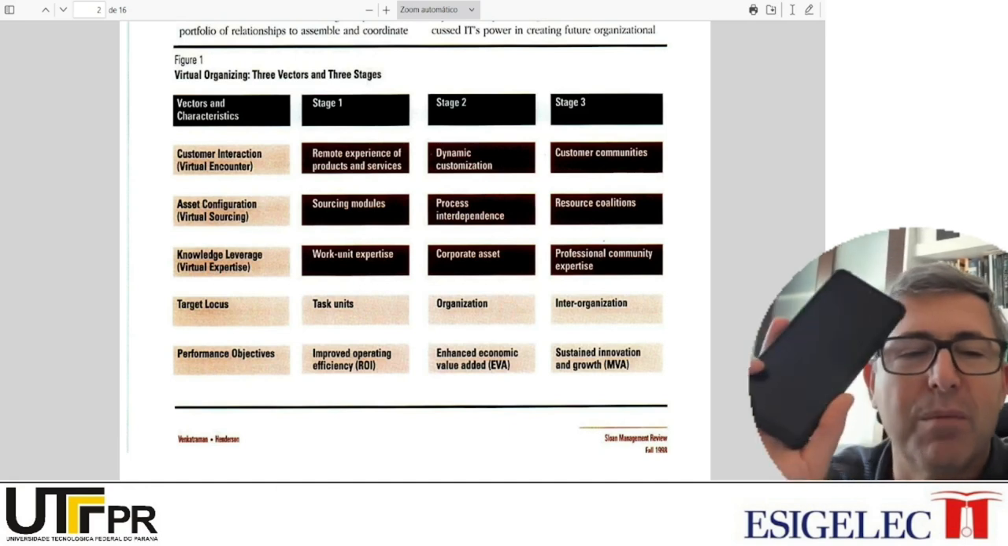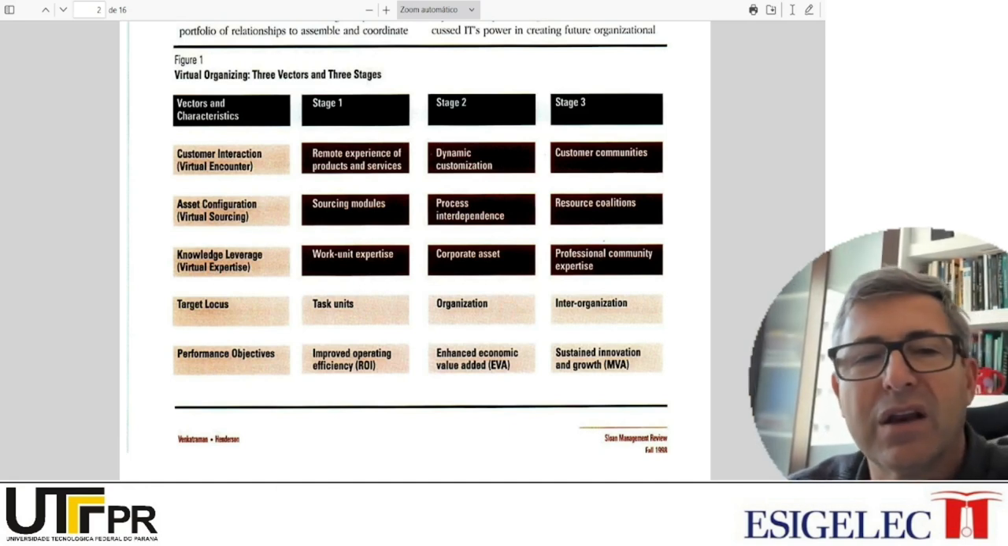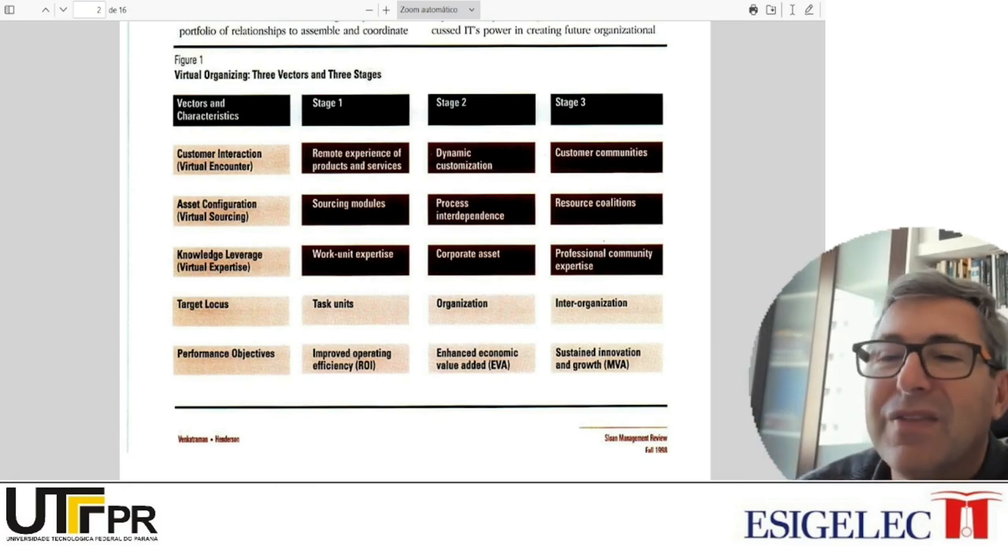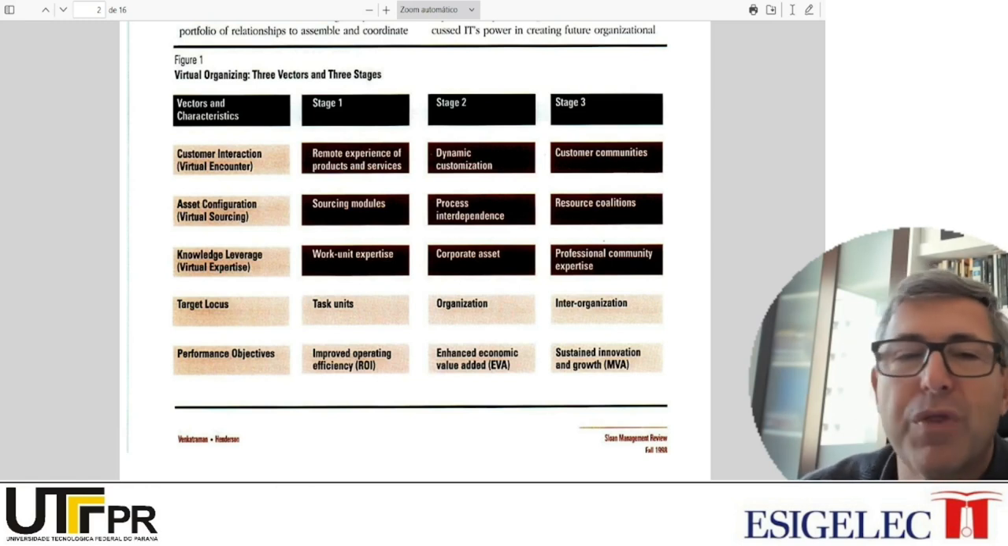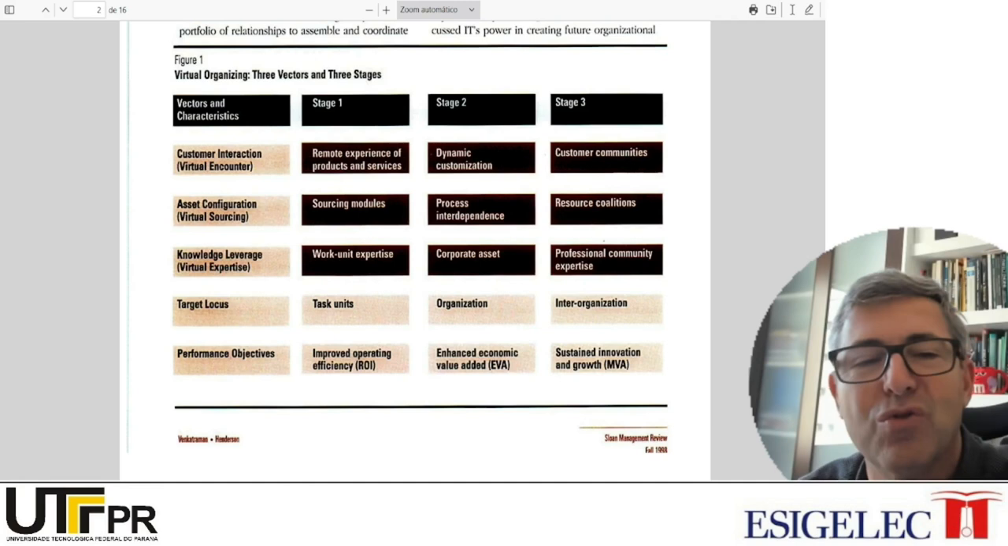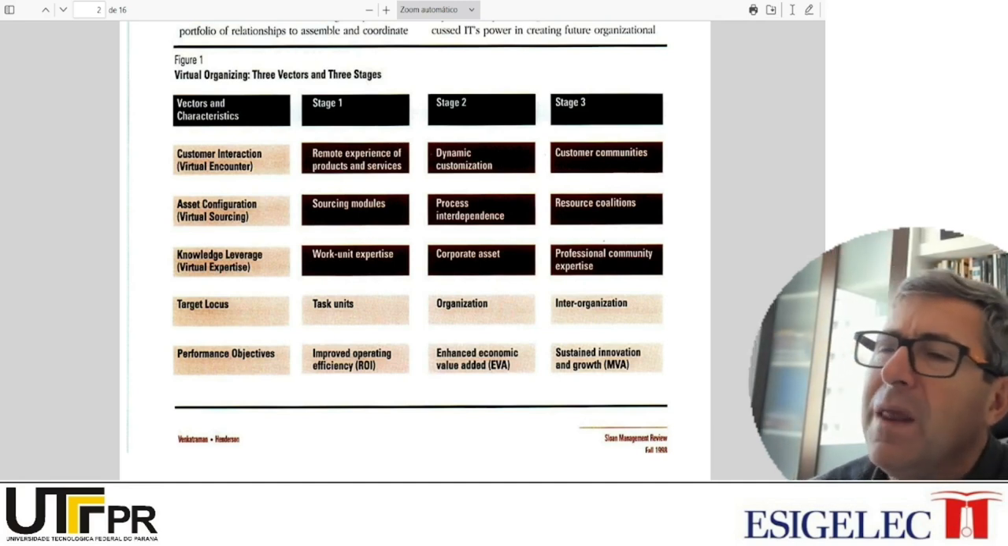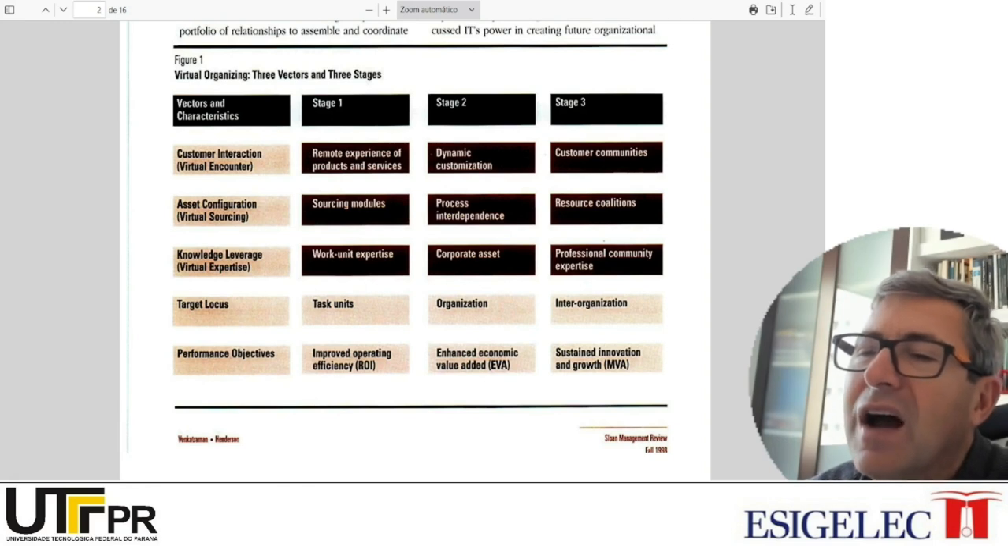We can do it in a mobile, in a cell phone. So changes have happened, but we still definitely benefit a lot from providing the customers with a remote experience with the product that allows them to assess the value of the product, right? Dynamic customization makes a lot of sense. This third stage here, customer communities.